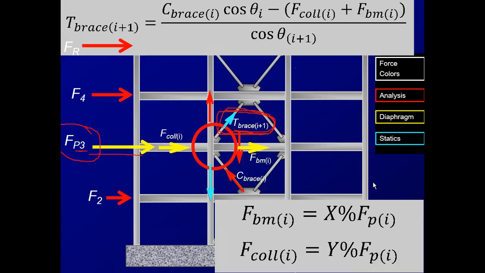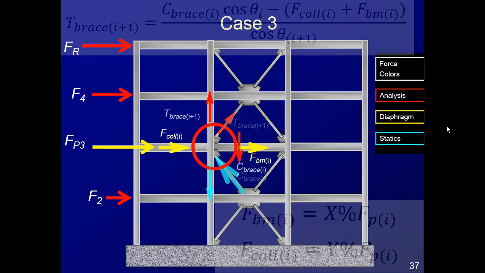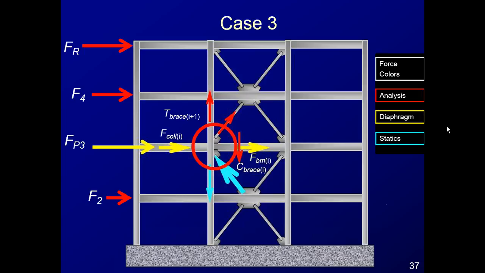So here's the equation for that force in the brace. It simply has to do with subtracting out the horizontal component of the brace below, subtracting out what's coming in from the collector and the beam at this level, considering the F sub p force, and then doing the trigonometric adjustment.